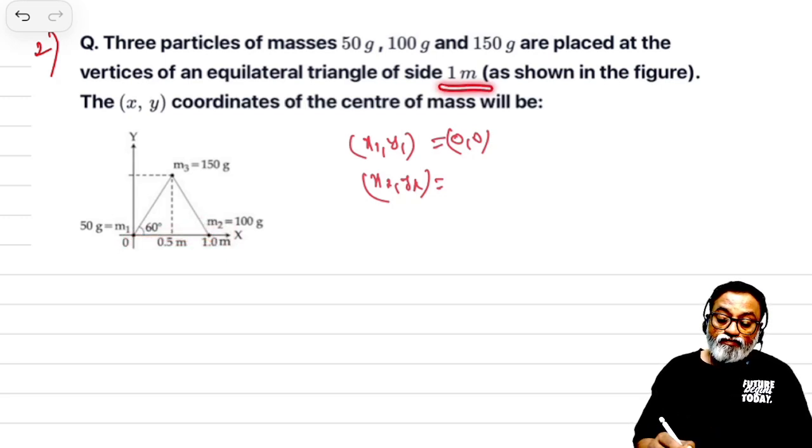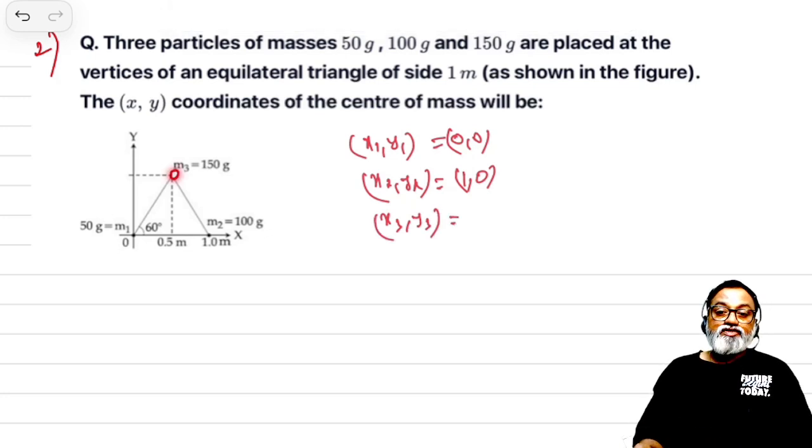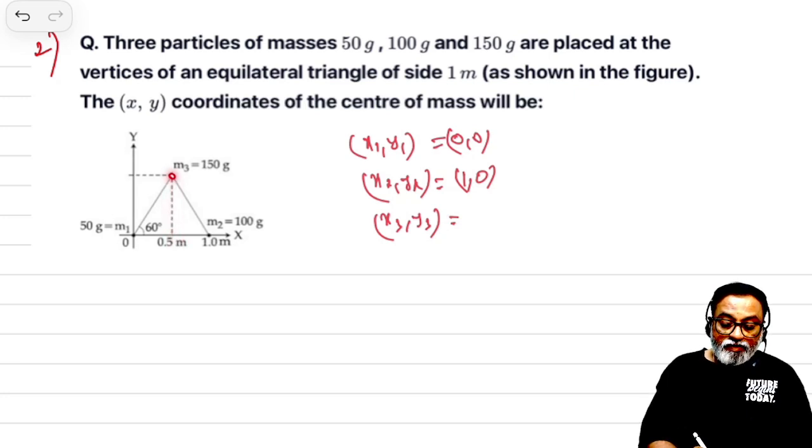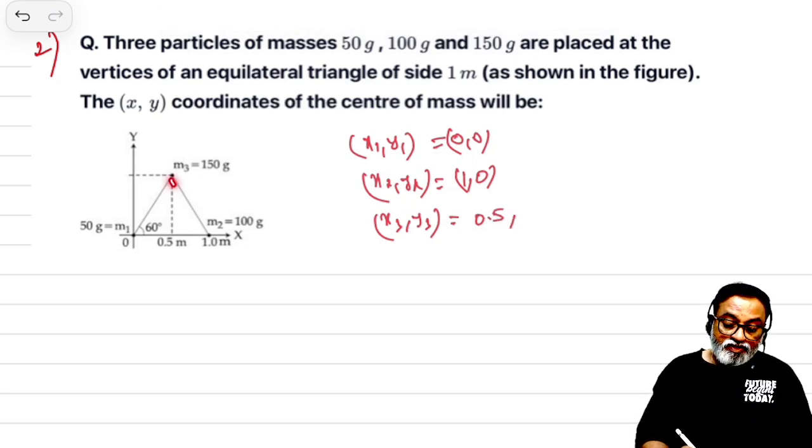Side is 1 meter. Therefore, here 1 comma 0. Then x3 comma y3. See, the particle is in the xy plane. Draw one perpendicular onto the x-axis and one perpendicular onto the y-axis. This distance is equally divided. Therefore, this becomes 0.5. Therefore, the x coordinate is 0.5. Then I have to find out the y coordinate, meaning this distance.